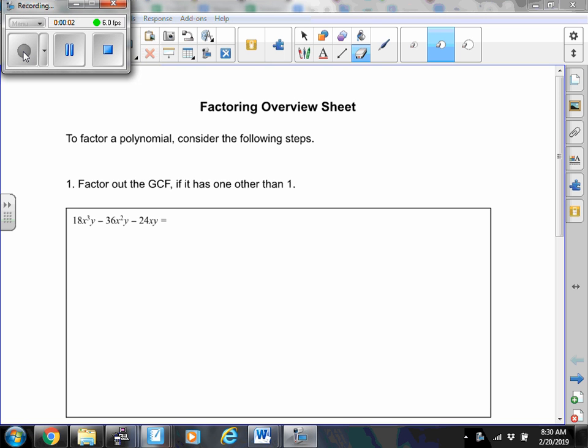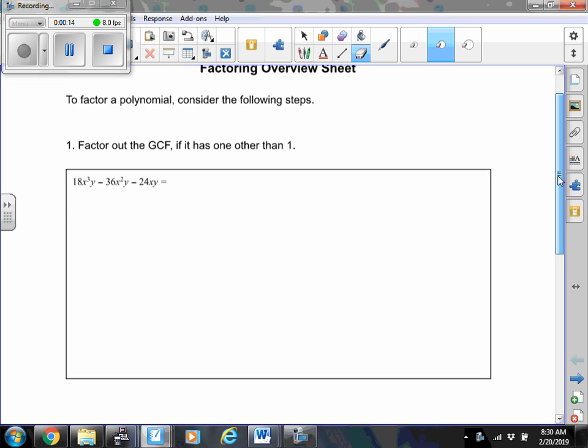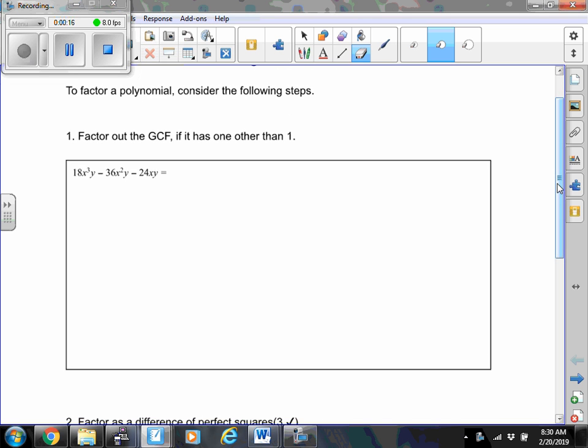Okay, this is your factoring overview. This is going to cover the 3 different types of factoring, and the first 2 will be on your quiz, which will be Friday. So you might want to review the first 2. The first one, what you always do is you always make sure you factor out the GCF. That's always first. And to do that, remember we do the factoring trees on the numbers.